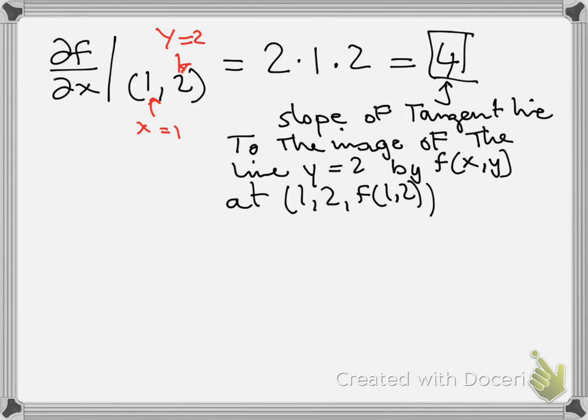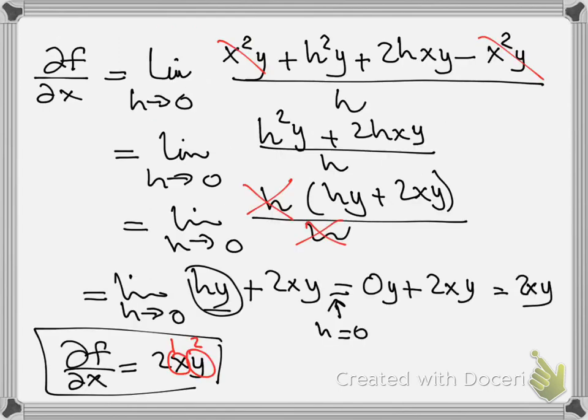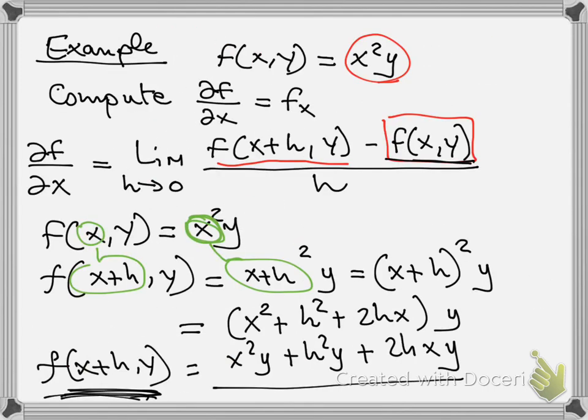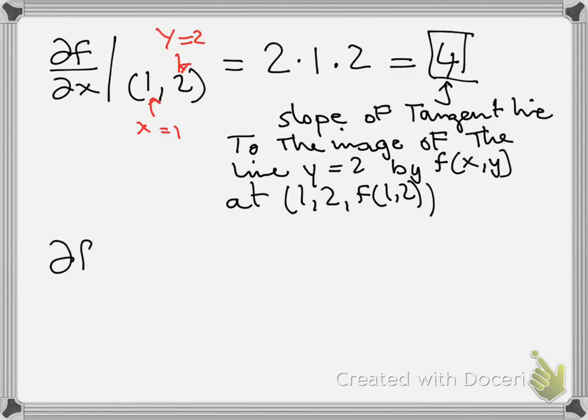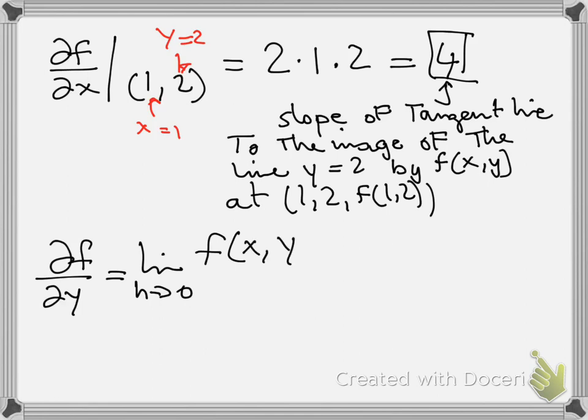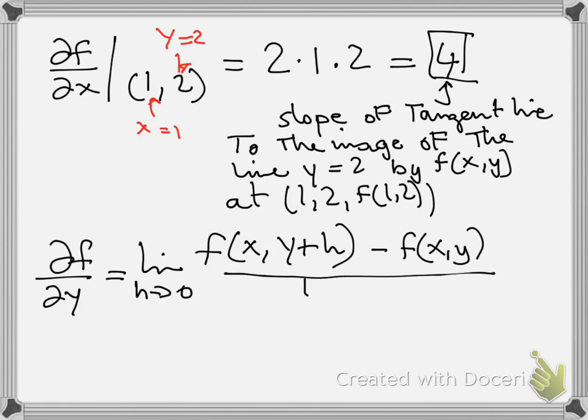So that's now an example. Of course, we can compute partial f partial y if we want, and it's just similar computations. But the only thing is, here instead of x plus h, y, it's going to be x, y plus h. So if you want to compute partial f partial y, that will be the limit as h goes to 0 of f of x, y plus h, minus f of x, y, over h. And then you do similar computations.